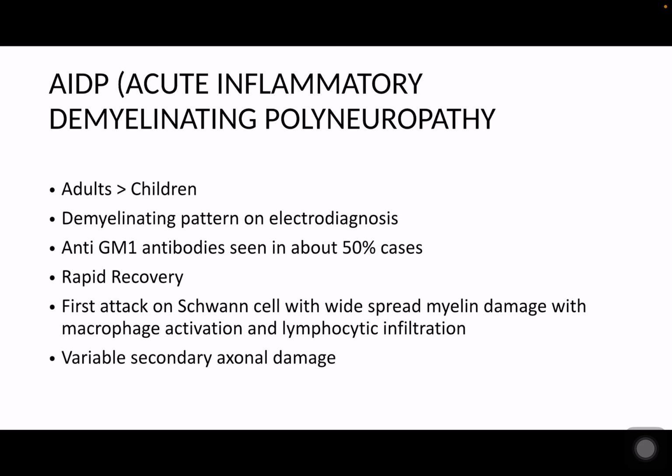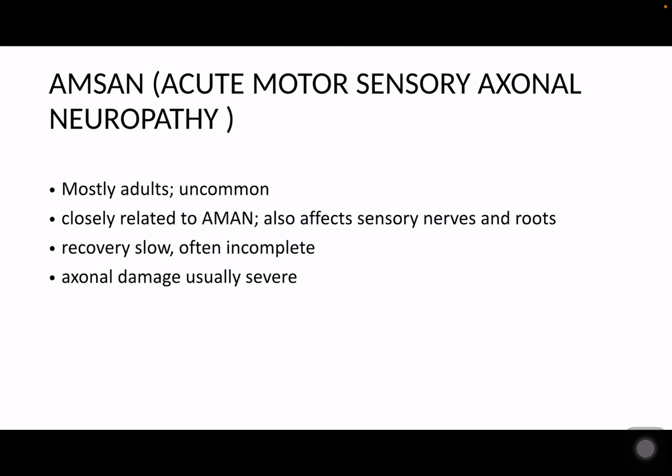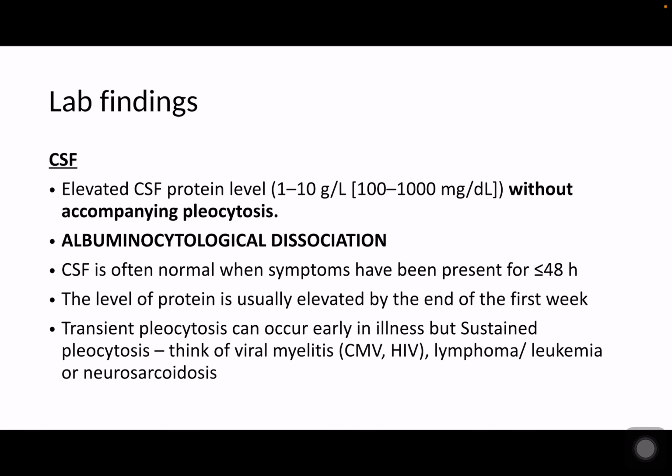AIDP is seen, acute inflammatory demyelinating polyneuropathy, acute motor axonal neuropathy, and AMSAN, that is acute motor sensory axonal neuropathy. In the Miller-Fisher variant, there is a triad, okay. Lab findings are seen: albuminocytologic dissociation, okay, as a lab finding.